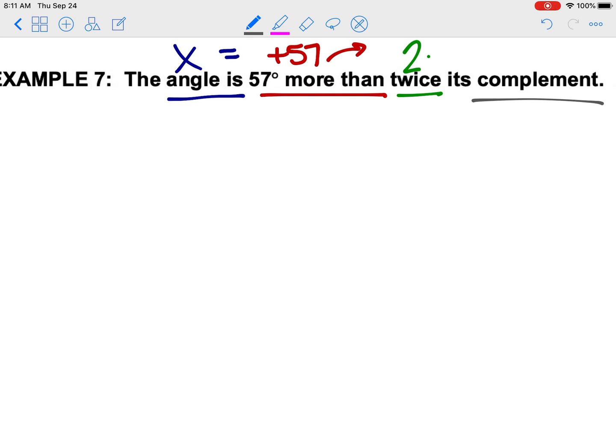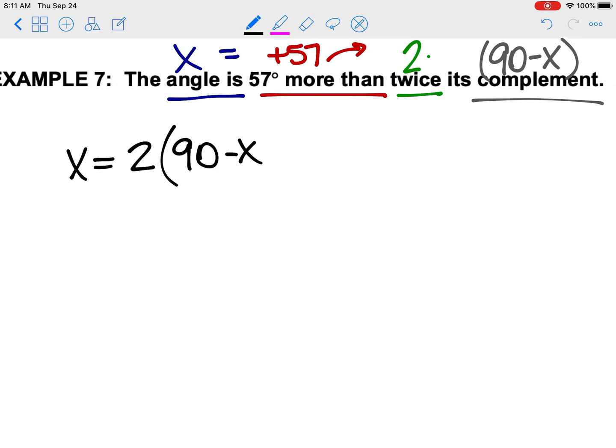Anytime you're looking for a complement, if you know one angle, all you have to do is subtract that number from 90 to find its complement. So anytime you see the word complement, you would stick 90 minus x in place of it. So now let's put all that together and say x equals, we know 57 is going at the back, so we would say 2 times the complement, 90 minus x, plus 57. And that's your equation to solve.